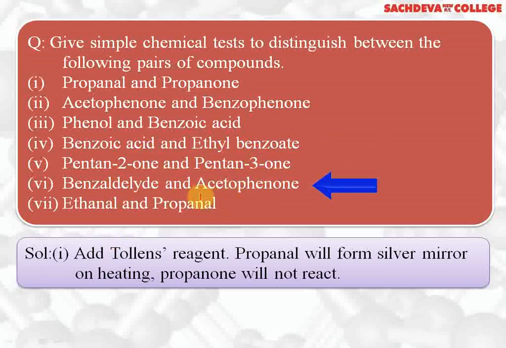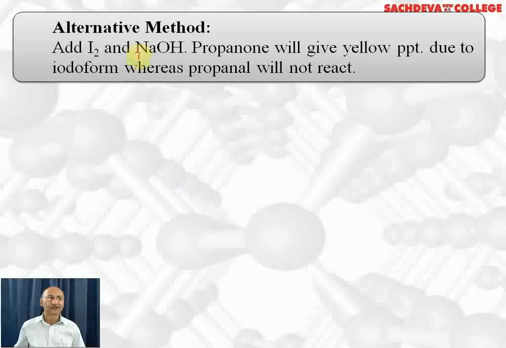Benzaldehyde and acetophenone, again iodoform test can be used. Acetophenone will give yellow precipitate of iodoform, benzaldehyde will not react. Ethanol and propanol, we can use iodoform test. Ethanol will give yellow precipitate of iodoform, whereas propanol will not give. These are the written answers.